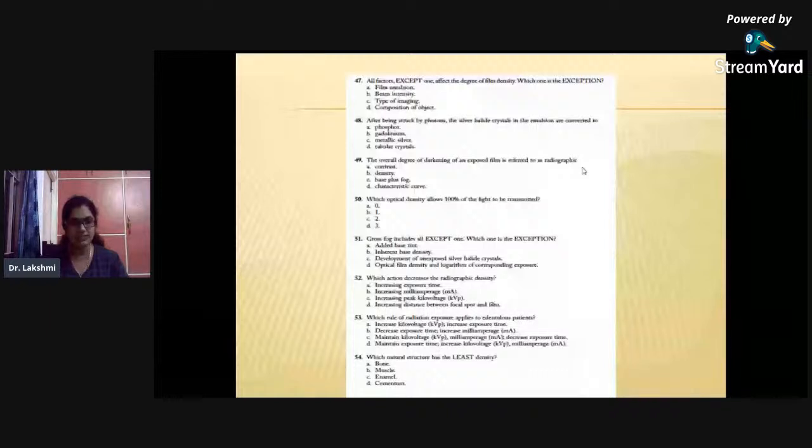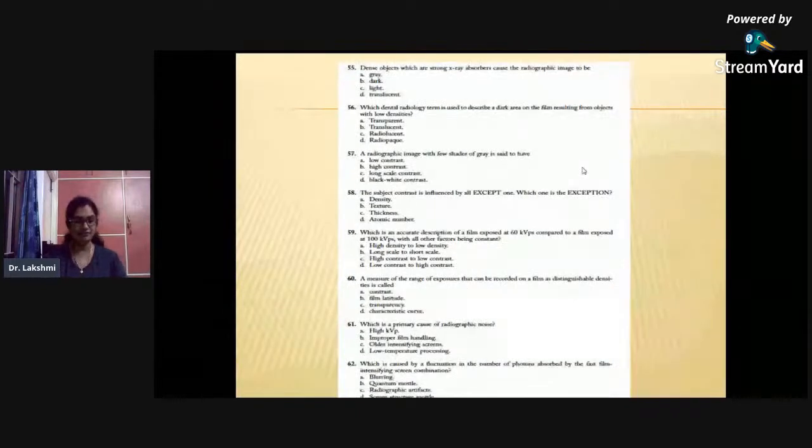52nd question. Which action decreases the radiographic density? Okay, that is again D. Increasing the distance between focal spot and the film. And then 53. Which rule of radiation exposure applies to edentulous patients? Answer is C. That is maintain kVp, mA, and decrease the exposure time. Okay. And 54. Which natural structure has the least density? Answer is B, that is muscle.